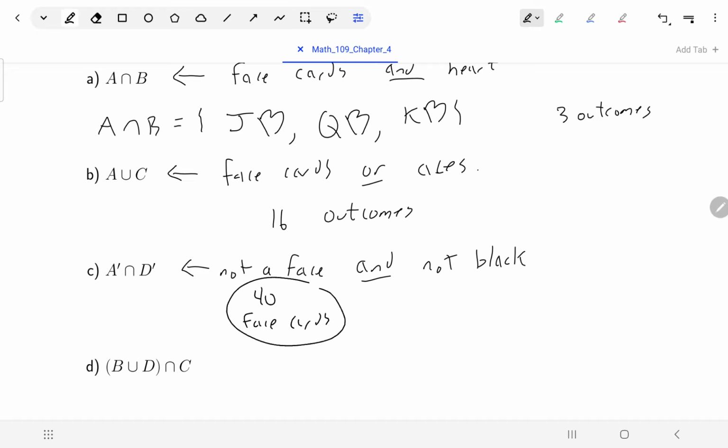So 40 cards that are not face cards, but of those, we need them to be not black. In other words, we need them to be red. Of the 40 cards, 20 of them are black and 20 of them are red. So how many should I have where you are not a face card and also not black? Then we're talking about cards that are ace, 2, 3, 4, 5, 6, 7, 8, 9, 10, which are either hearts or diamonds. There's 20 cards in total, so 20 outcomes.